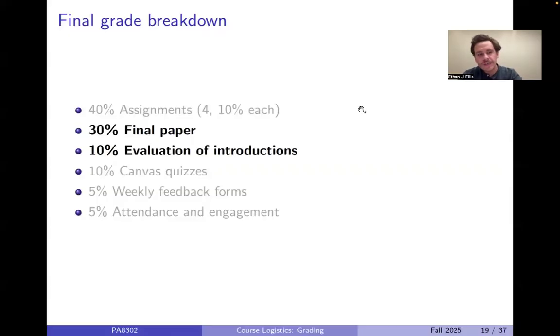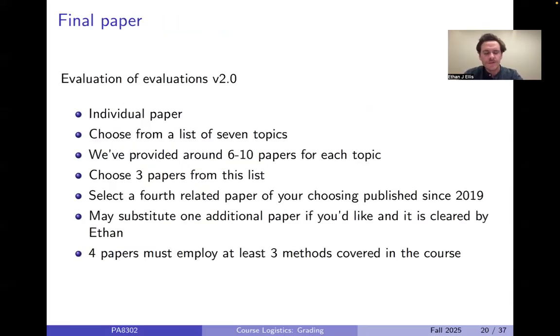Alrighty, now we'll get to the final paper and the related evaluation of introductions assignment. So the final paper is what we call evaluation of evaluations. It will be an individual paper in which you're going to look at a bunch of different papers that are all generally considered impact evaluations, and you'll be able to use the concepts from this class to analyze the methods that they used. And in some cases, talk about how the authors effectively use these methods, and in some cases, critique some of the choices that the authors made.